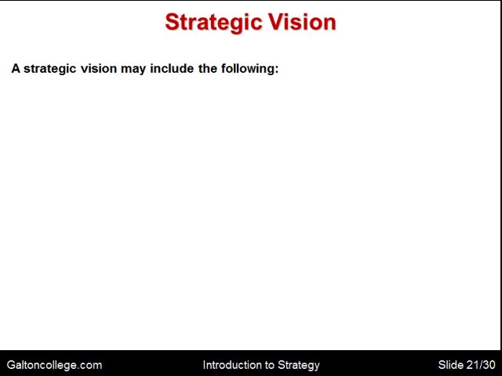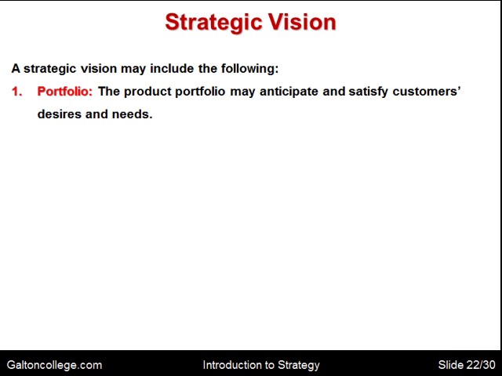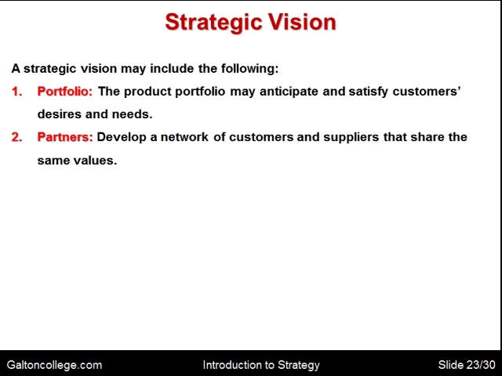A strategic vision may include the following. The portfolio may anticipate and satisfy customers' desires and needs. So it must have a product portfolio, and it must anticipate and satisfy the customer's desires and needs. If it's not meeting customer needs, it won't have sales. No sales, no revenue. No revenue, no profits, no business. So the portfolio must anticipate and satisfy the customer's desires and needs.